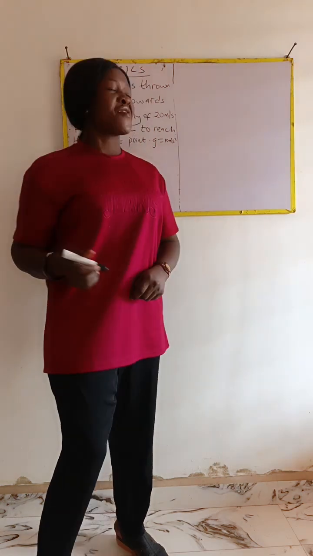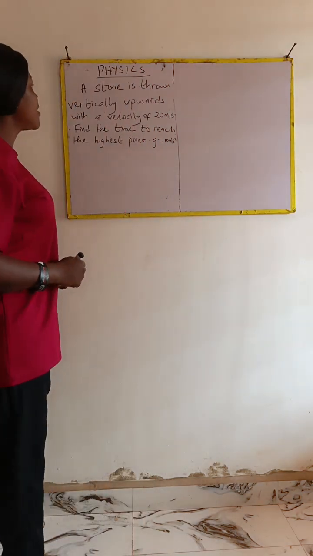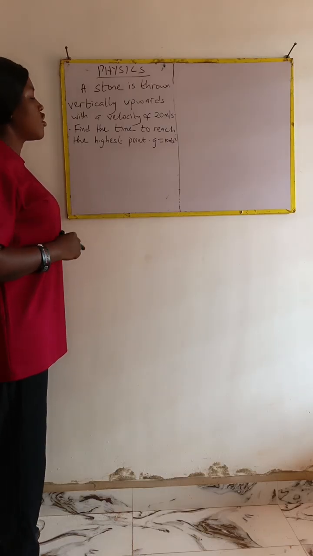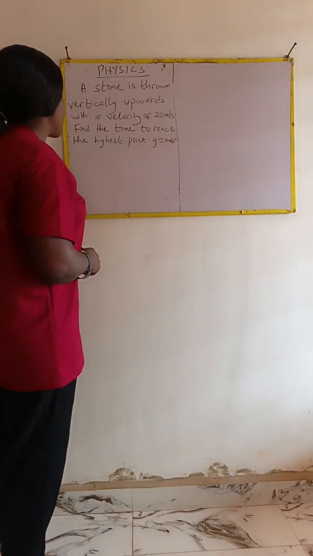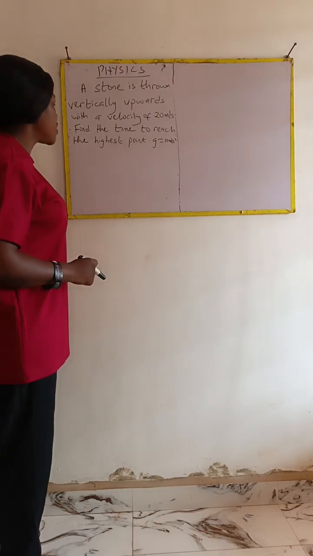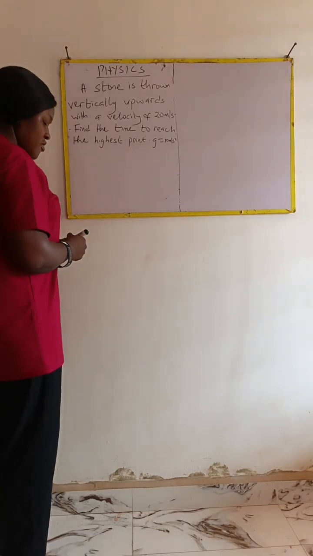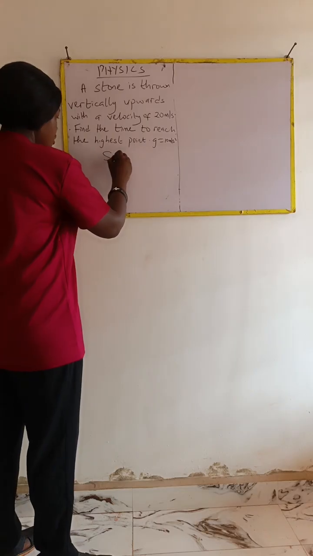Hi. Question 2. A stone is thrown vertically upwards with a velocity of 20 meters per second. Find the time to reach the highest point. g is 10 meters per second squared. So, the solution.